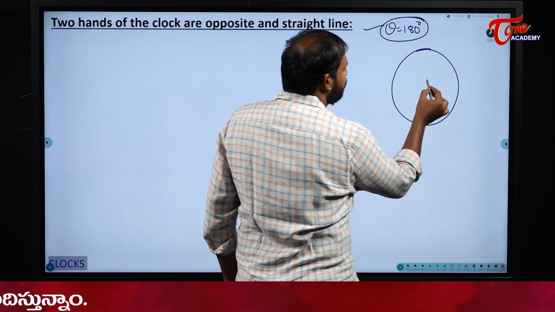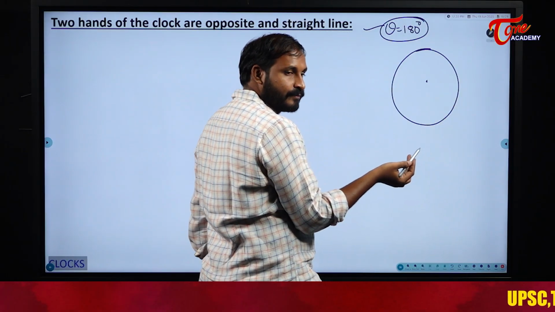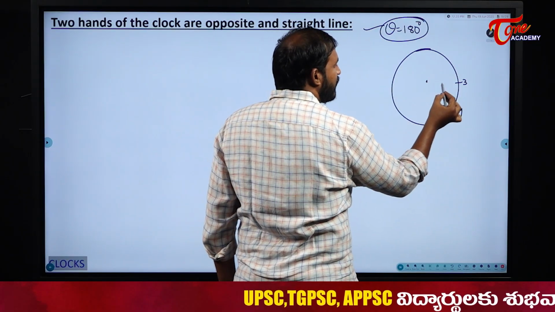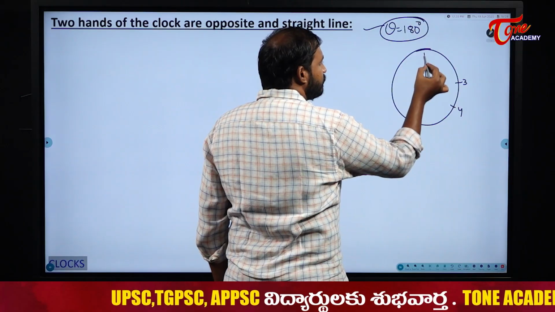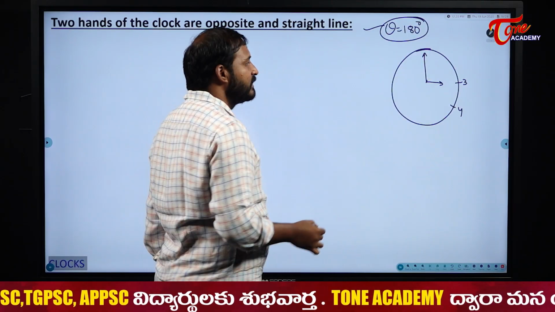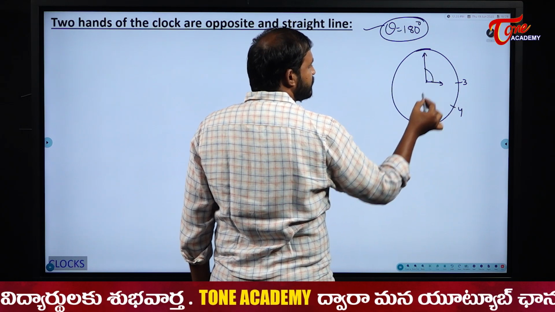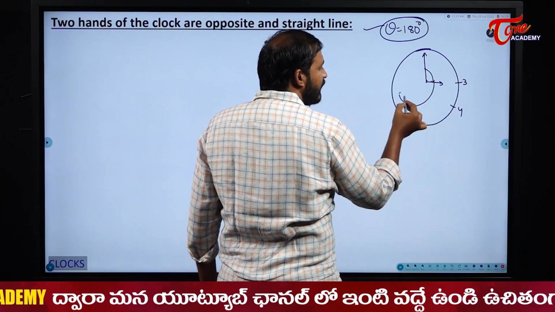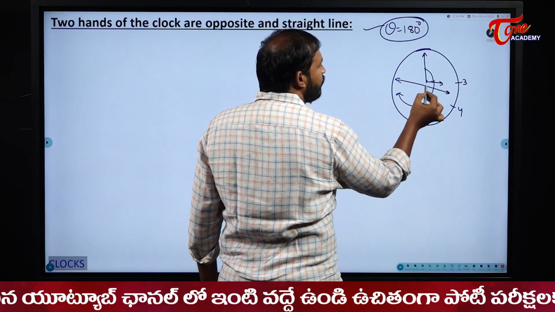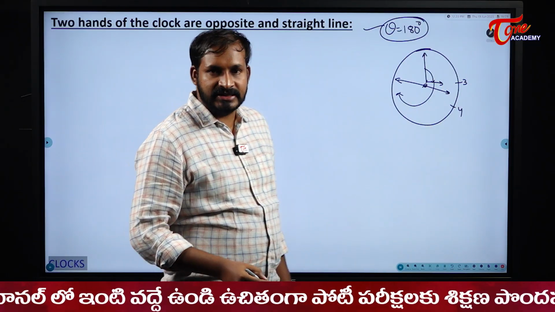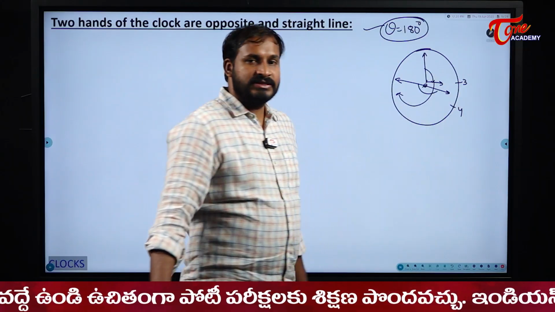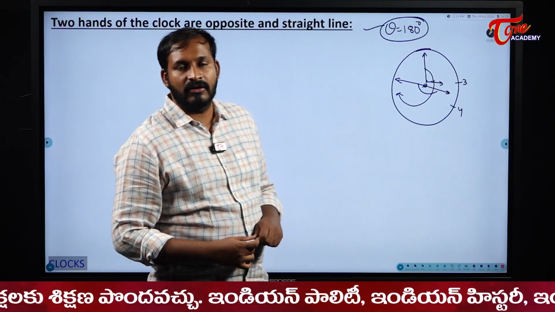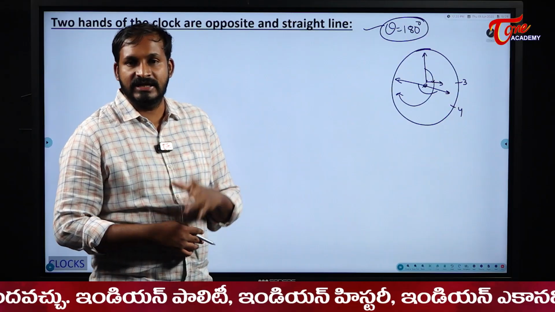For example, the time is between 3 and 4. Initially, my hour hand will be on 3 and my minute hand will be on 12. When the time passes, slowly my minute hand approaches the hour hand and overlaps, and then gets separated, and then at some point of time they will be exactly opposite to each other, like this. This phenomenon also occurs once in every 1 hour, similar to our overlapping case.